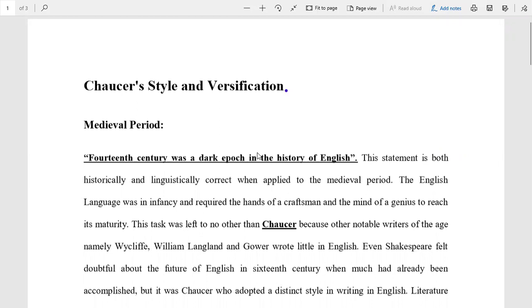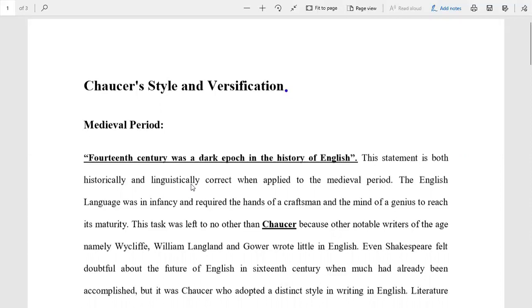Students, the topic right now is Chaucer's style and versification. This is a very important question. तो इसमें सबसे पहले तो उसके स्टाइल और वर्सिफिकेशन पर जाने से पहले ये ज़रूरी है कि हम उस एज को पढ़ें, उस एज के बारे में हमारे ज़हन में होना चाहिए जिसमें कि चौसर लिख रहा था. And that age is known as medieval period.